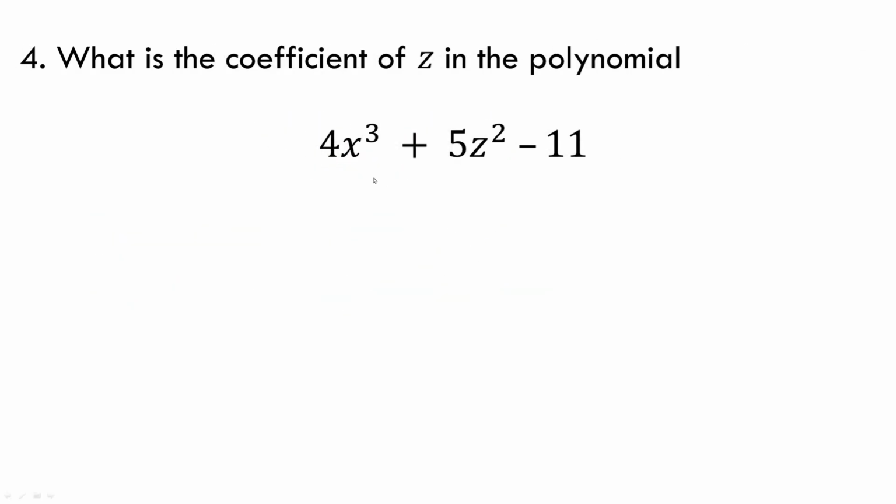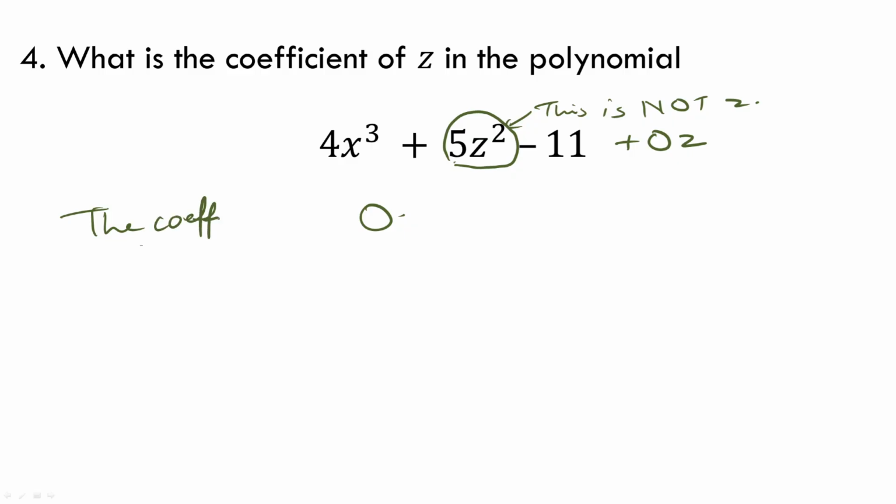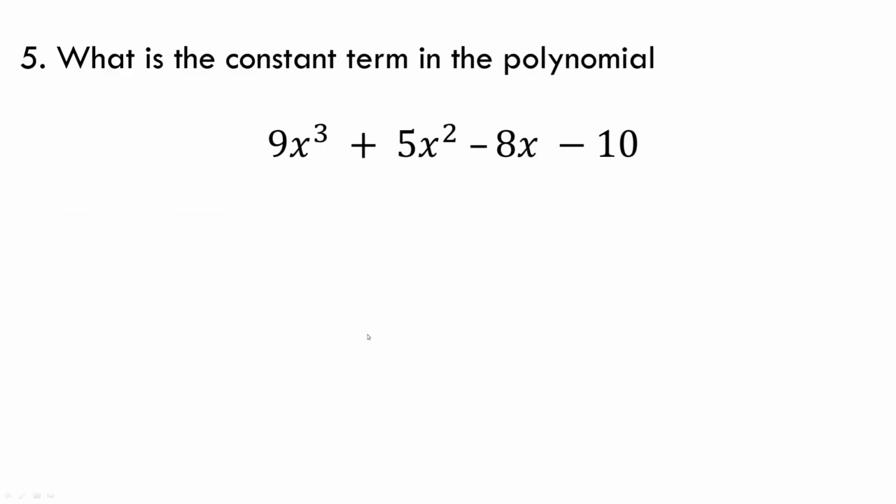Next question. What is the coefficient of z in the polynomial? So we cannot see z. Do not mistake this for z. This is not z. This is z square. So the coefficient of z is 0. Since we cannot see it here, but we can write an imaginary plus 0 and it will mean the same. The coefficient is 0.